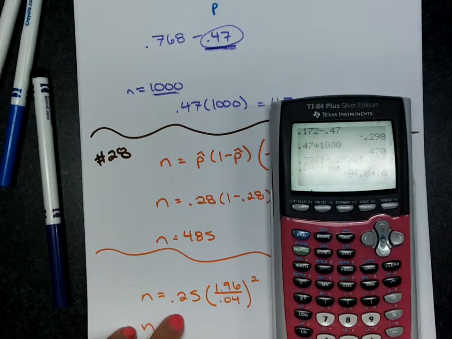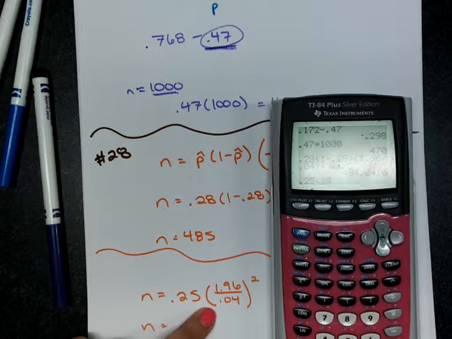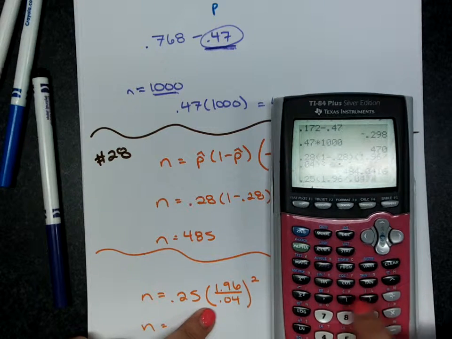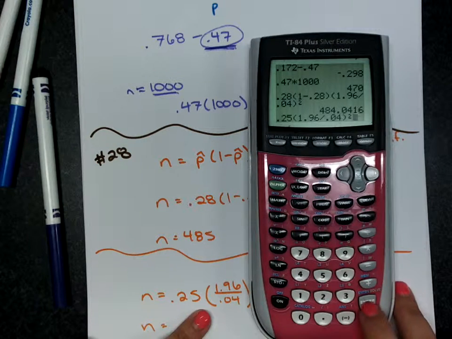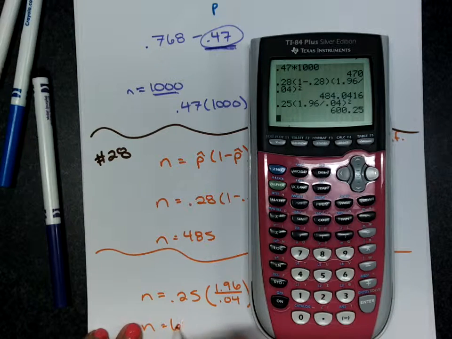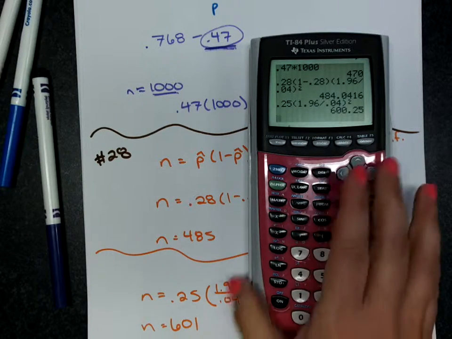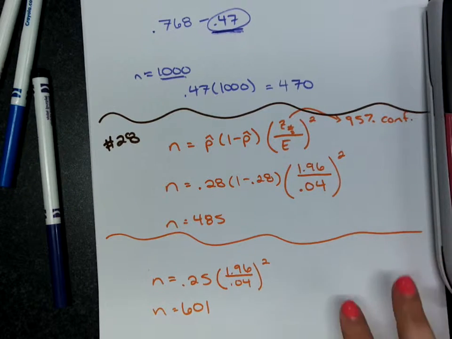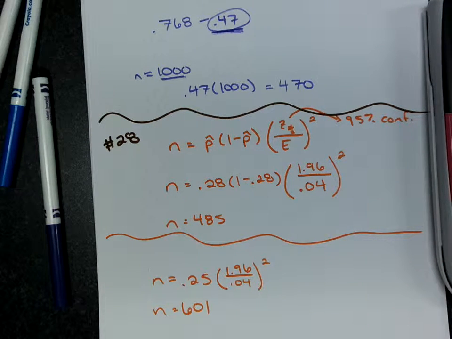Let's see. 0.25 times 1.96 over 0.04. Whoops. Squared. Sorry about the glare. 600.25. So again, we have to round up, so it'll be 601. So that's finding sample size, which I explained in my Chapter 9 videos.